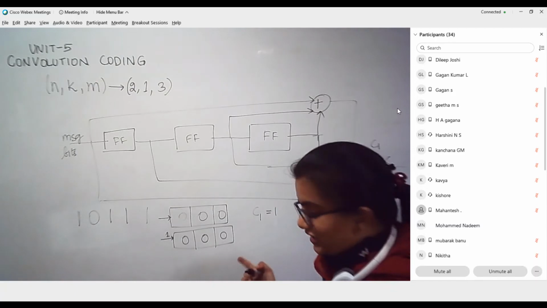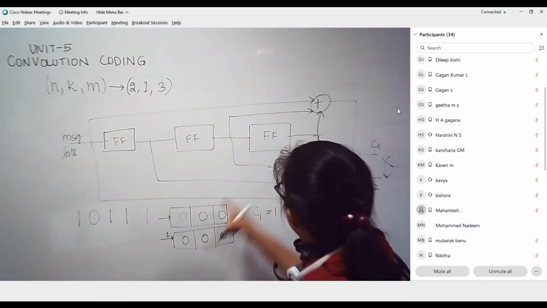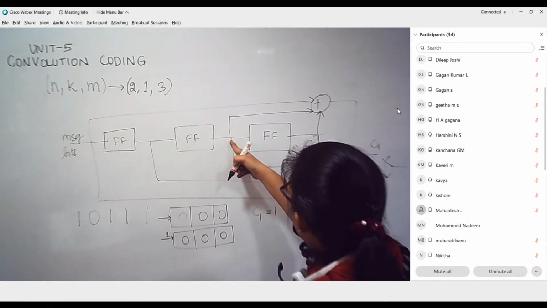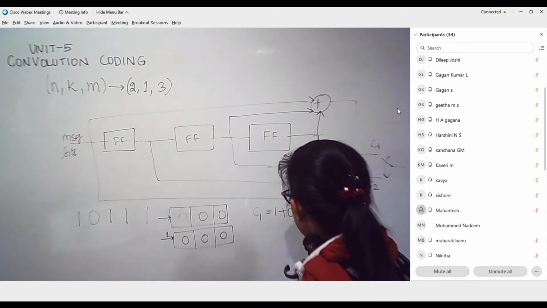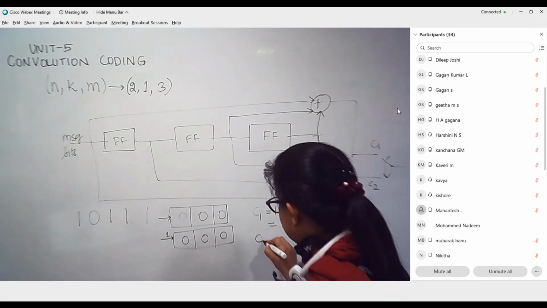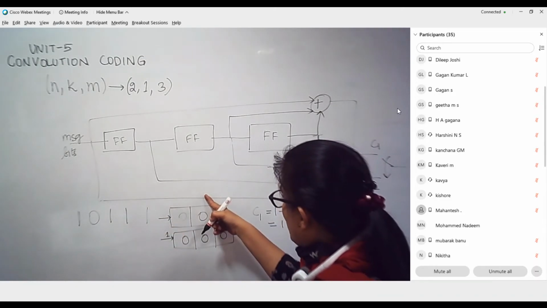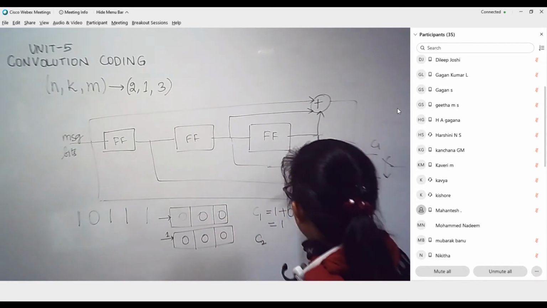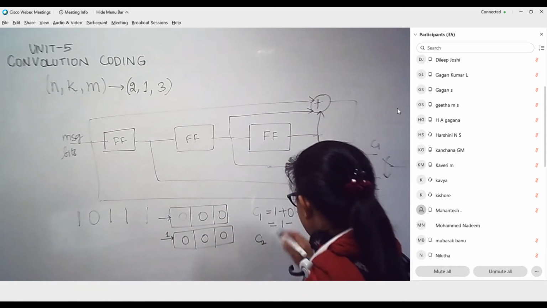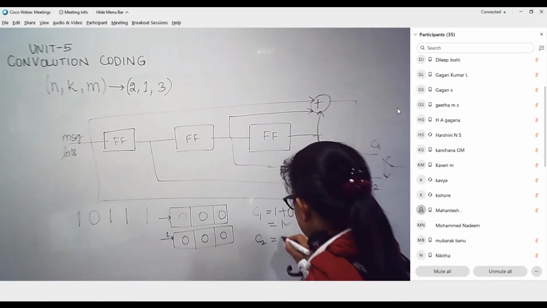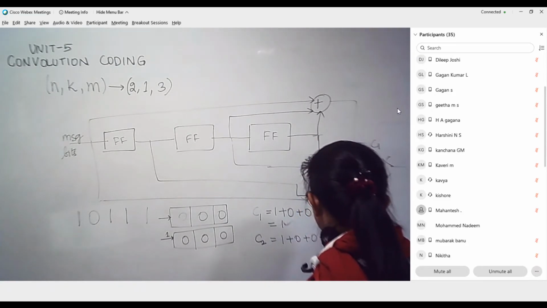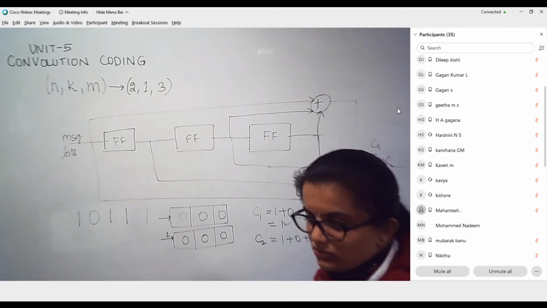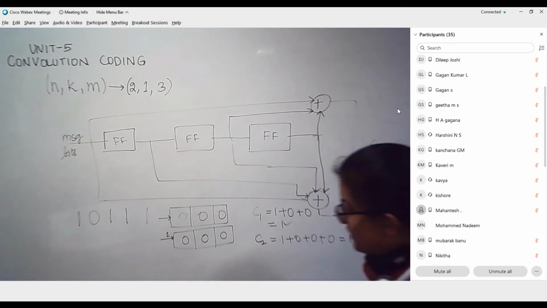It has still not entered, and the output of flip flop 2, and then the output of flip flop 3. So it is 1 plus 0 plus 0. So this one is going to be 1. C2 similarly is 1 plus 0 plus 0 plus 0. So this is 1. This is also equal to 1. The outputs will be 1 1.